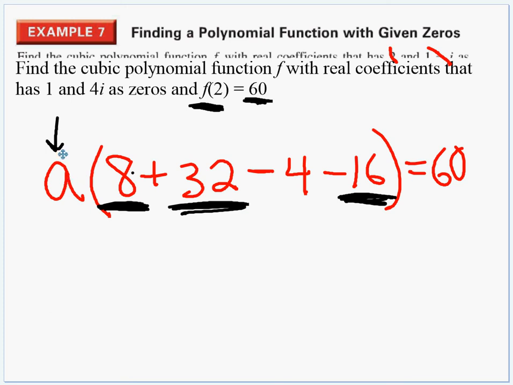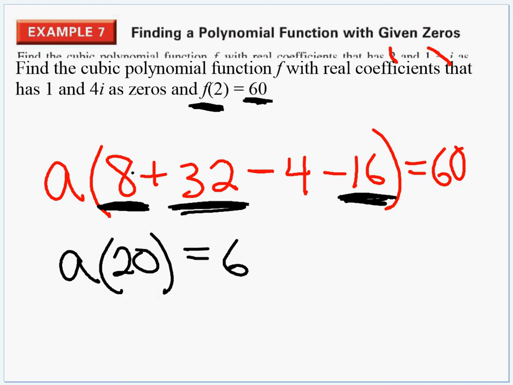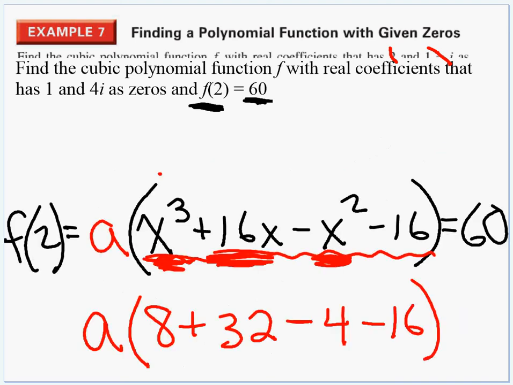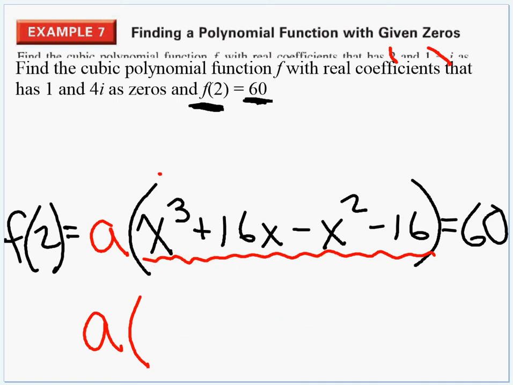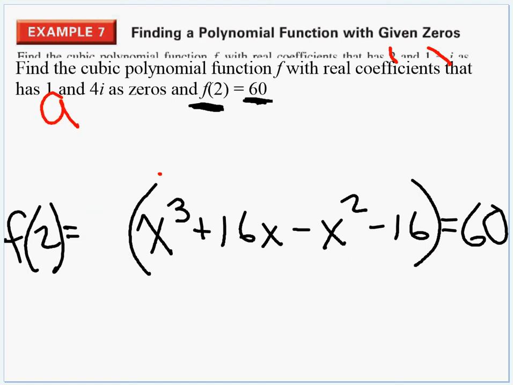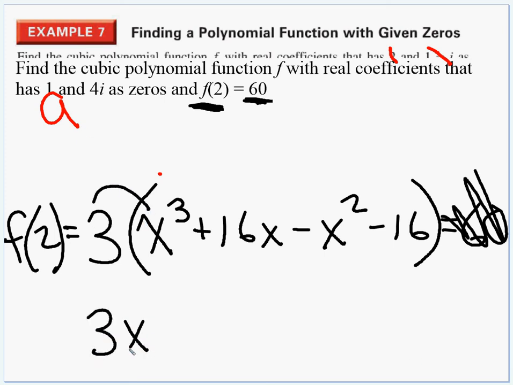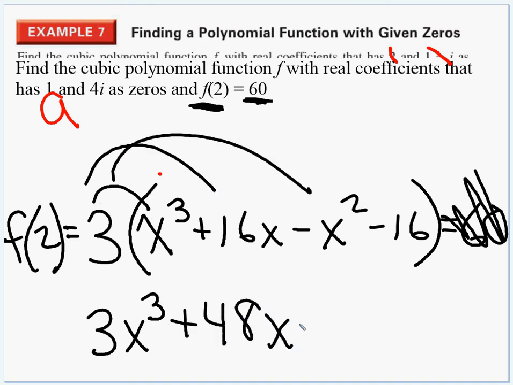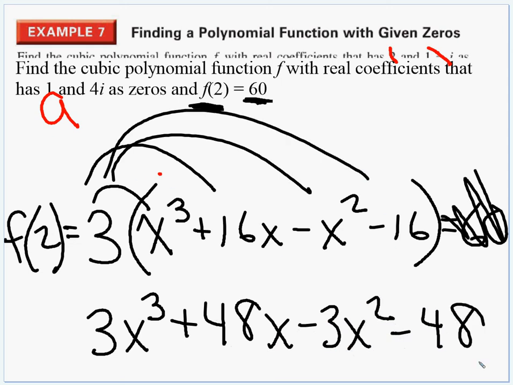Let me even just drag this out of there. Ooh, hold on. So a is 3. I erased my equation. There it is. So I'm going to back up to here. This a is going to be moved out of the way. And we could put a 3 there. A is 3. So now to make our final answer, our final polynomial, let's just distribute that 3. 3x cubed plus 48x minus 3x squared minus 48. That's a beautiful polynomial.